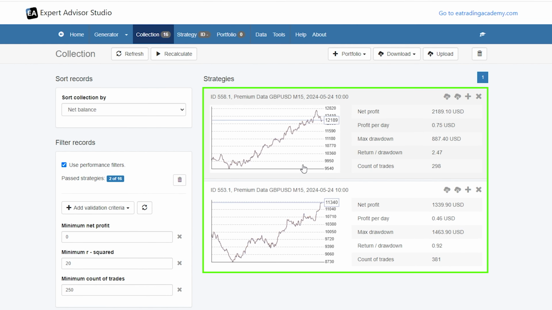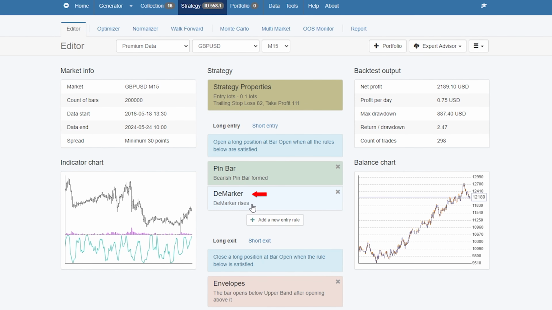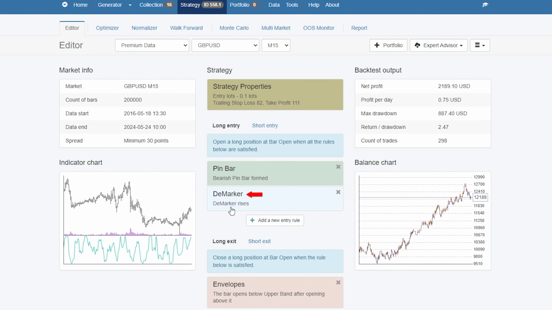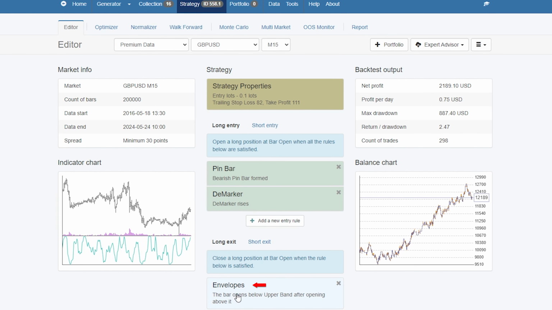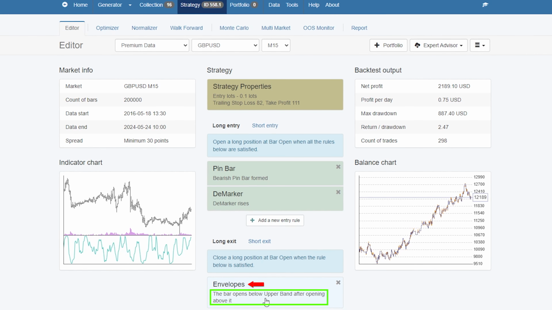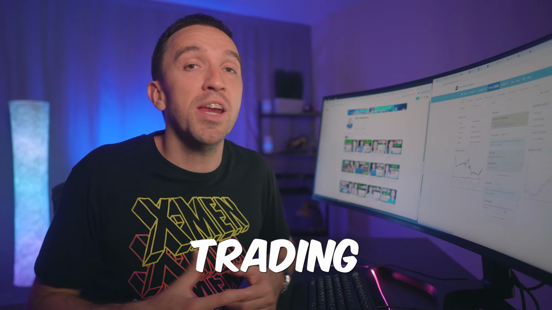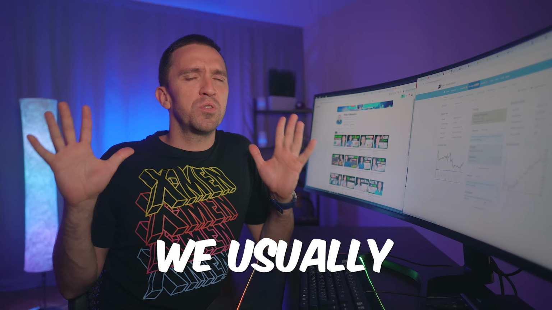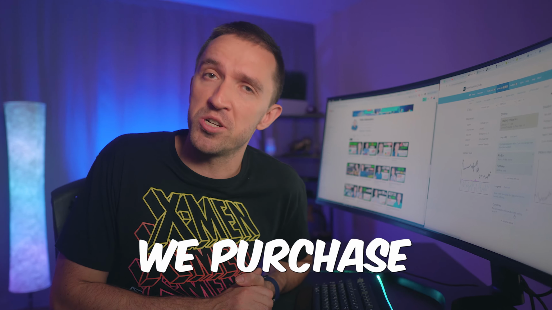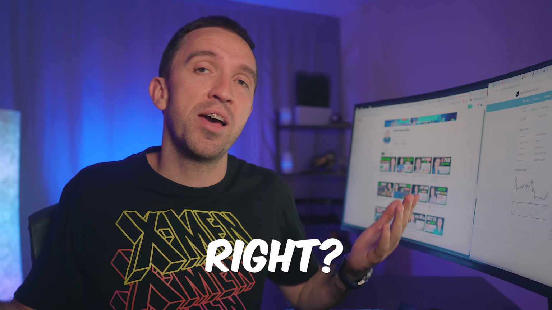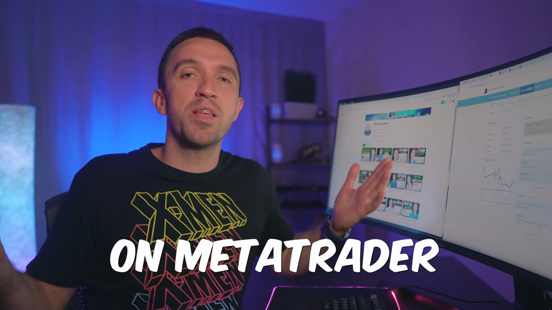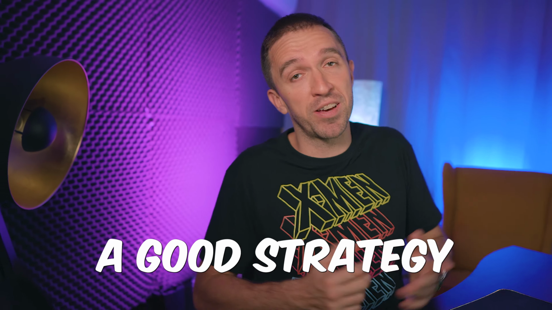you can see that this strategy uses a pin bar, so it enters into a long trade whenever a bearish pin bar was formed. And as well, we need to see a confirmation from the DeMarker, which should be rising, and we have an exit condition that the bar opens below the upper band after opening above it. Pretty much I see the rules of the strategy that will be trading behind the robot, and this is something we usually don't know whenever we purchase a robot from any vendor, right? We just purchase the robot, we put it on MetaTrader and we hope that they have a good strategy.